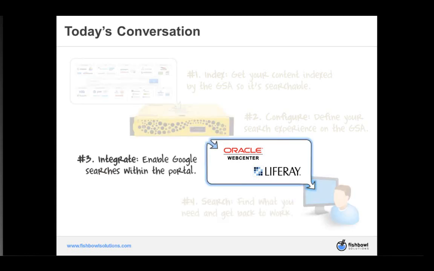Today's webinar and today's conversation is focused on this middle piece: how do we take the information that's available through the Google Search Appliance and the relevant search features, and how do we integrate that with a portal?